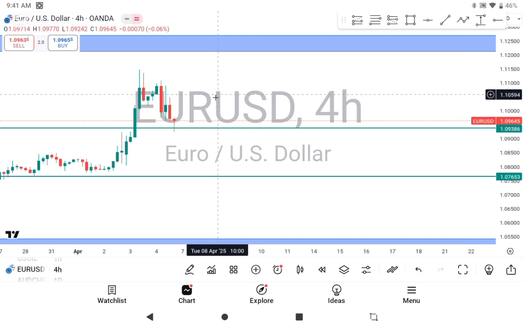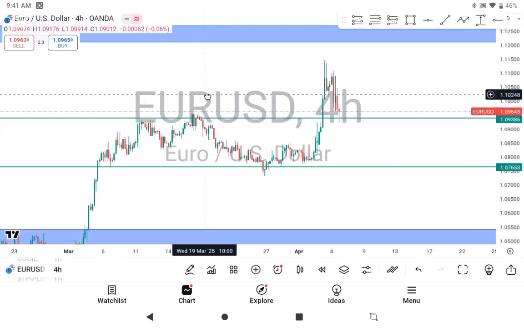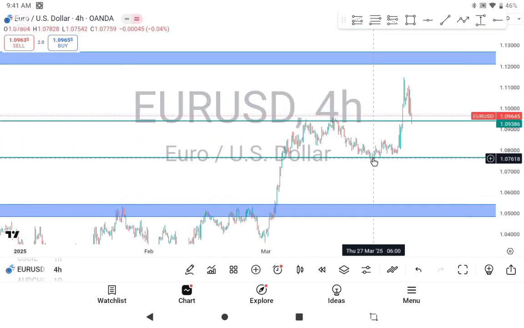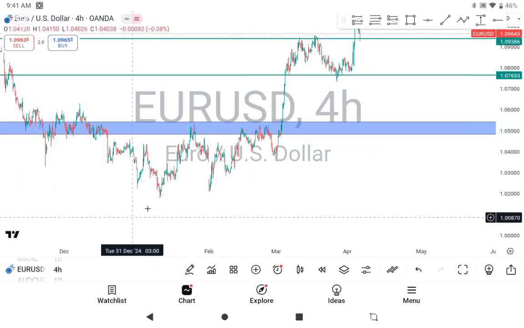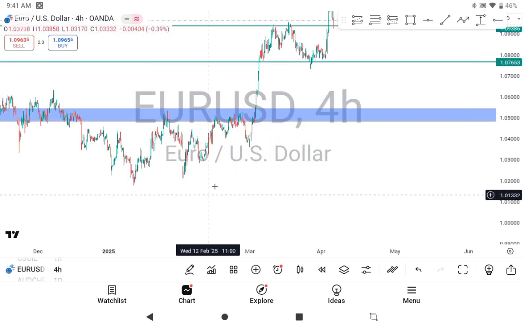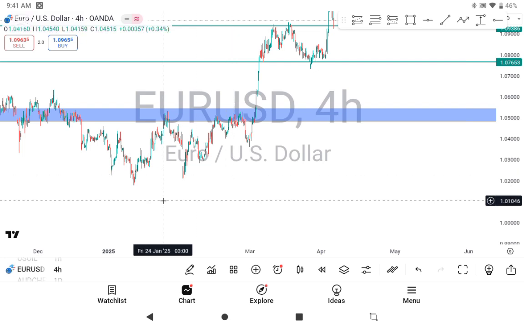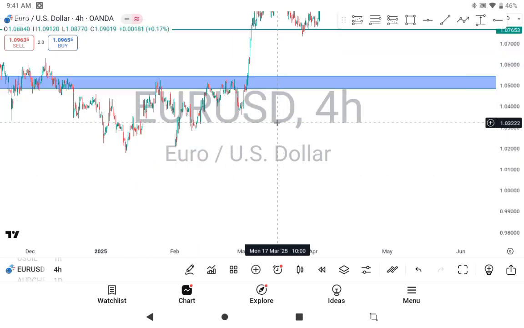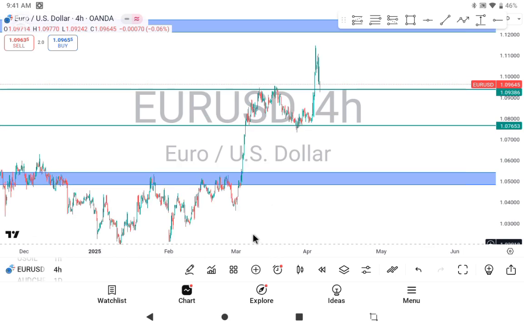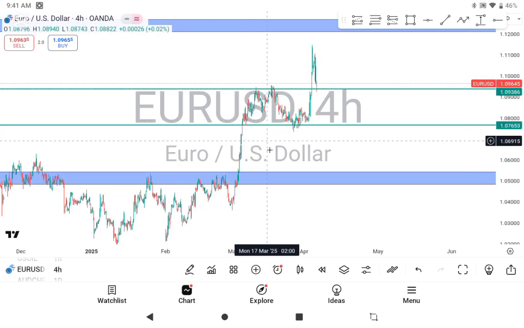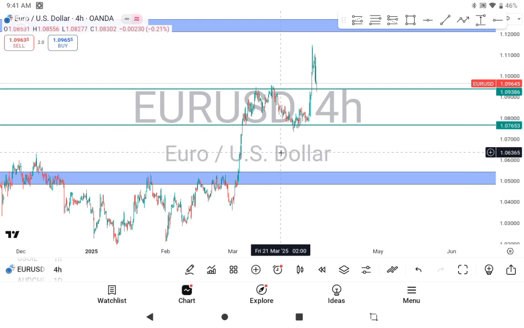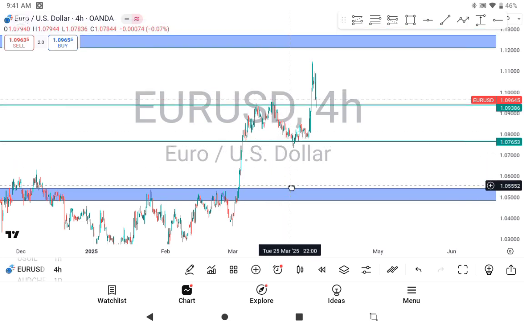But as we see now, Euro USD is back in the range. This was the point where we thought that Euro USD should rally to the downside, but it disappointed and deceived traders. It deceived traders that it was out of the range, and it came back in again. So Euro USD is back in the range.